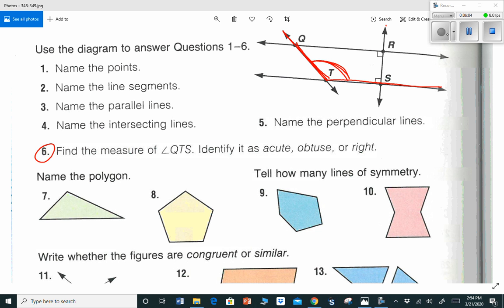Now you should know, it needs to be a good estimate though. You should know that a 90-degree angle would be about that much. So we're well beyond 90 degrees. Maybe we're about 125, 130, something like that. And then it also says to tell whether it's acute, obtuse, or right. Since it is greater than 90, we're going to say that it is obtuse.